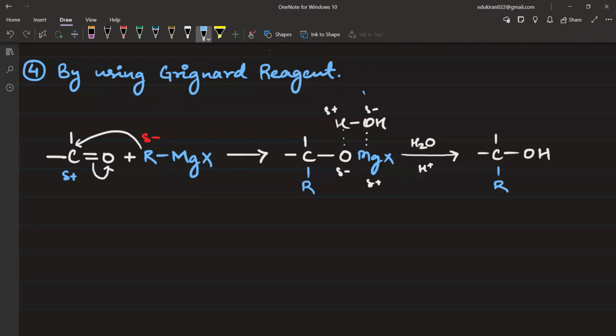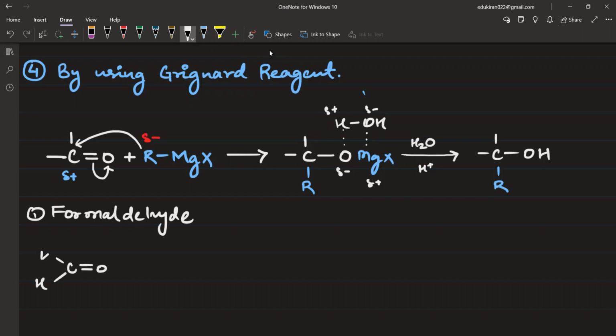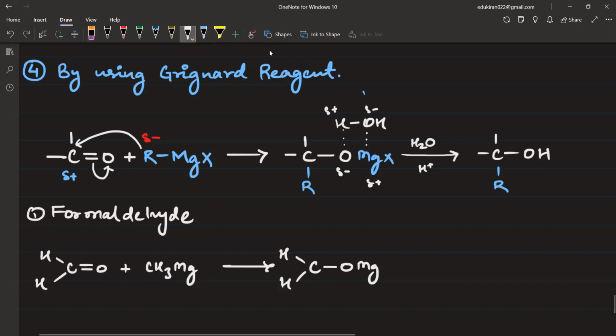Now see, number 1, if I have formaldehyde, please write. If I have formaldehyde, that means both of these bonds will be with hydrogen. So we'll have a carbon atom with a double bond, and hydrogen and hydrogen here. This is formaldehyde. Plus we are using any Grignard reagent. Let us write here CH3MgX. Then first of all, what is going to happen? I will have carbon, these hydrogens will be as they are, single bond oxygen, MgX. Let me write MgBr, so it is more specific. MgBr.